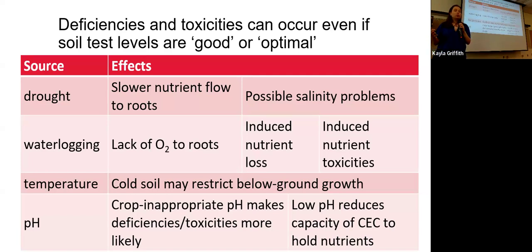Temperature: cold soil can restrict below ground root growth. So if the roots are growing too slowly, it can temporarily cause nutrient deficiencies. And pH: if the pH is at the wrong level, outside that 6 to 6.5 range, that can cause deficiencies and toxicities, even if an appropriate level of nutrients is in the soil, they're just not as available to your plants. And then a really low pH can reduce the soil's cation exchange capacity to hold nutrients, which can cause more leaching.